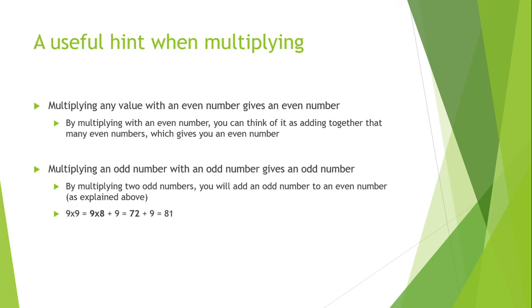Next, multiplying an odd number with an odd number will give you an odd number. This makes quite logical sense. But by multiplying two odd numbers, you will add an odd number to an even number. The even number will just be the same method as above. So if you have 9 times 9, you can split this up as 9 times 8, and then you just have to add the remaining 9. So the 9 times 8 is just multiplying a number with an even number, which will give you an even number, which is 72. Then you'll just add the remaining odd number, which will get you to 81, which is an odd number.